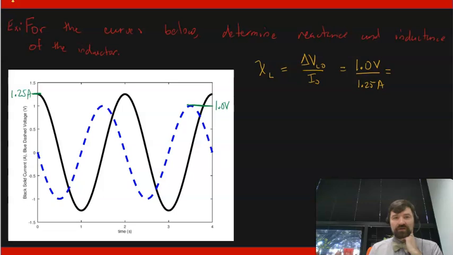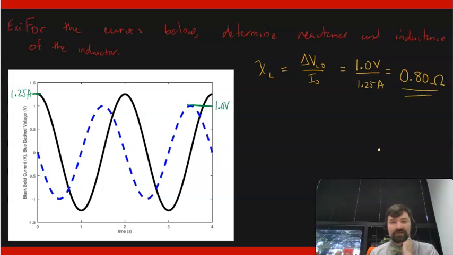And so that is 1.0 volts divided by 1.25 amps. Okay, so that gives us a reactance of basically 0.8, maybe 2 sig fig, 0.80 ohms. Now for the other part, we're trying to figure out what the inductance is. So this answers part A, determine the reactance. For part B, get the inductance.